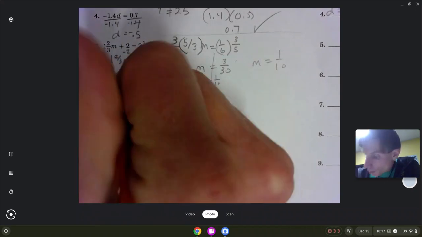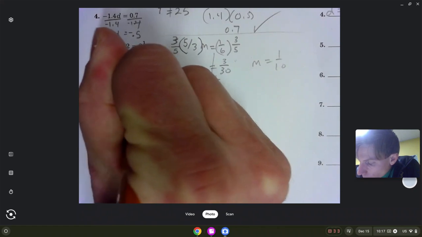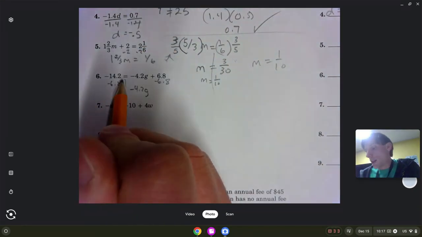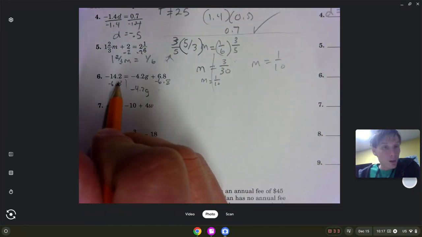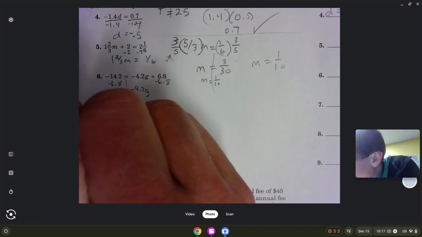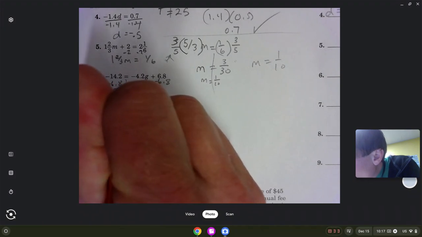Okay, those cancel out. We're left with negative 4.2 G on this side. And then on the other side, if you need a calculator, you can do that. You might be able to do this mentally and get negative 21. So we have negative 21 equals that.